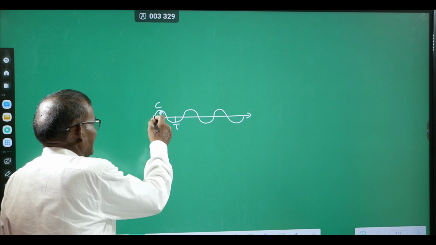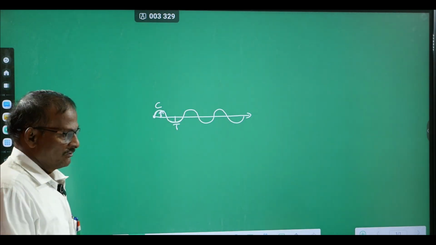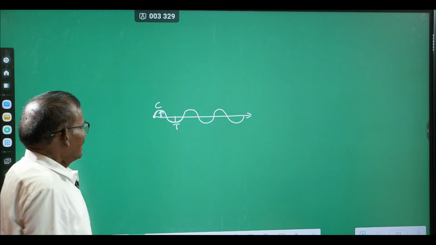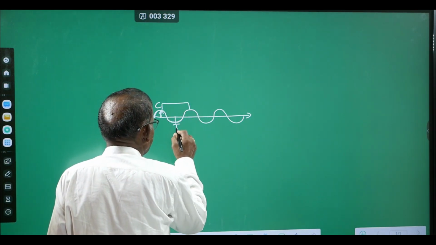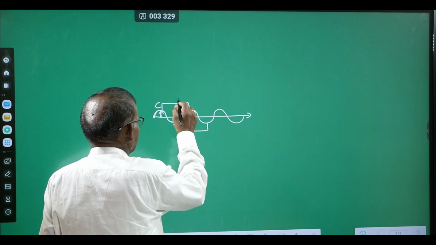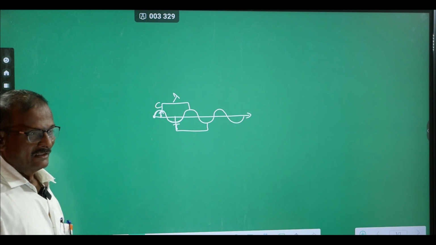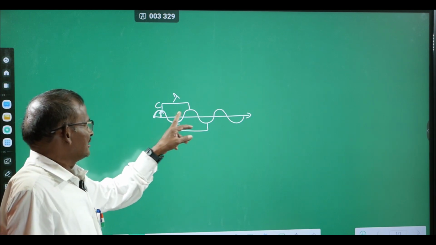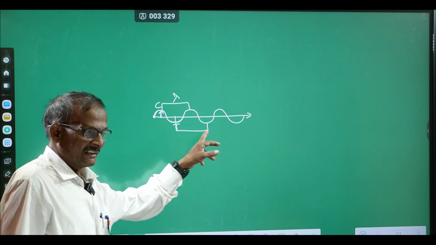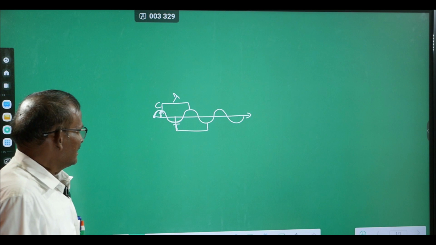This is called the amplitude of the wave. And the distance between any 2 consecutive crests or any 2 consecutive troughs is called the wavelength. It is represented by lambda. Wavelength is represented by lambda.